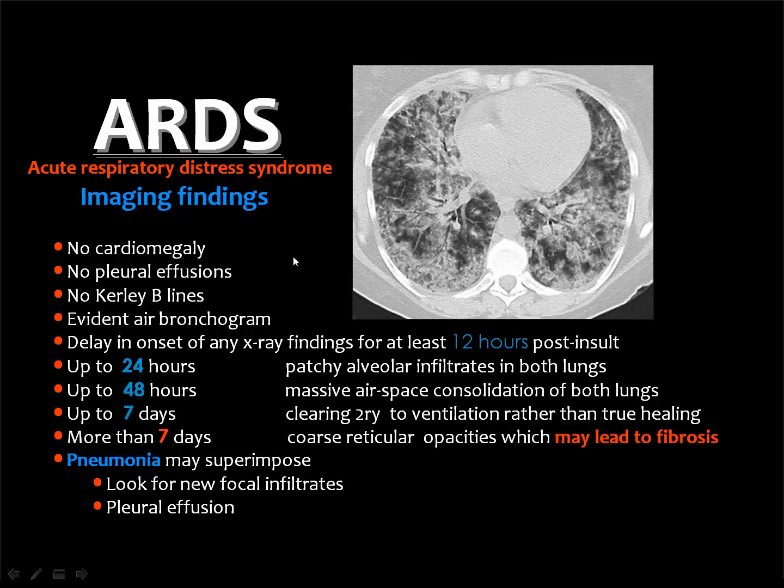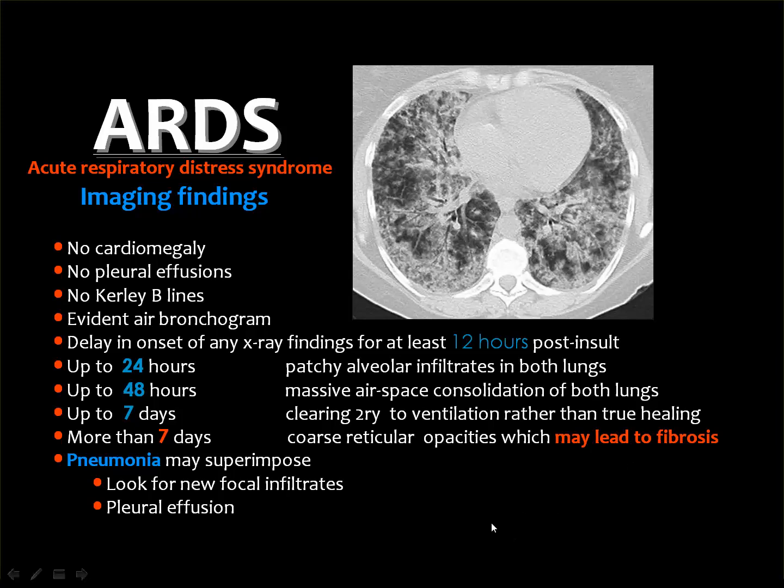Number one, there is no cardiac enlargement, no pleural effusion, no Kerley B lines. Air bronchogram is present, and the onset of changes in the chest X-ray and CT scan may be delayed up to 12 hours after the insult. Then from 12 to 24 hours, you get patchy alveolar opacities, and then up to 48 hours, you get massive areas of consolidation, and within 7 days, you get some clearance of the opacities, which is usually related to ventilation rather than true healing. After 7 days, the opacities may cause fibrosis, and you get some permanent lung damage.